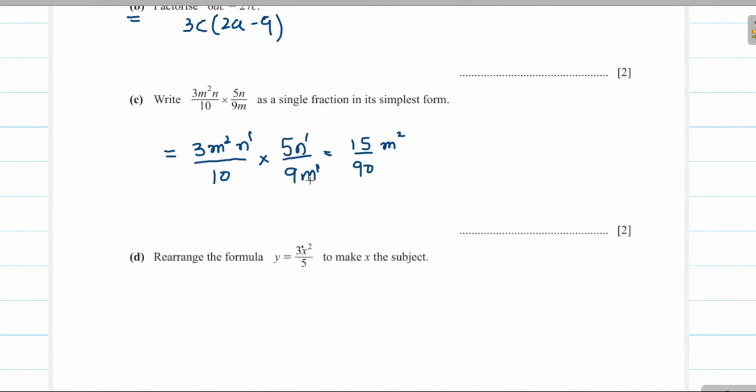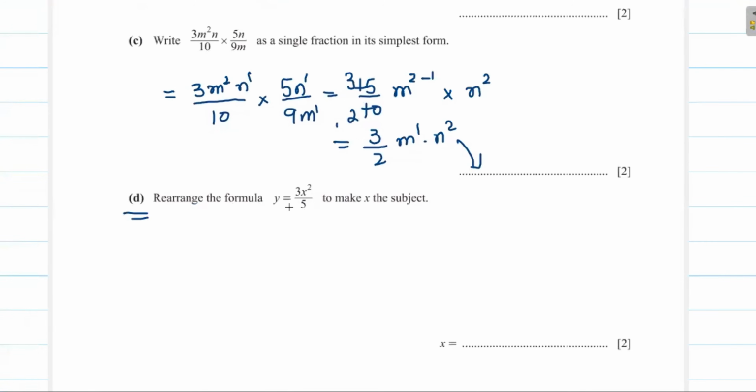We shift the m from denominator to numerator, the power becomes negative. We write it as 2 power minus 1. And same here is n power 1 into n power 1, that becomes n square. And this value will be equal to 15 times 1 is 15, 15 times 6 is 90. And that value will be equal to 1 over 6 m into n square. This is the answer.